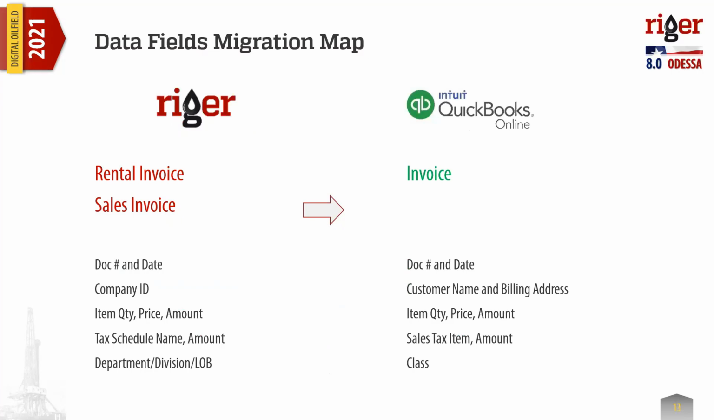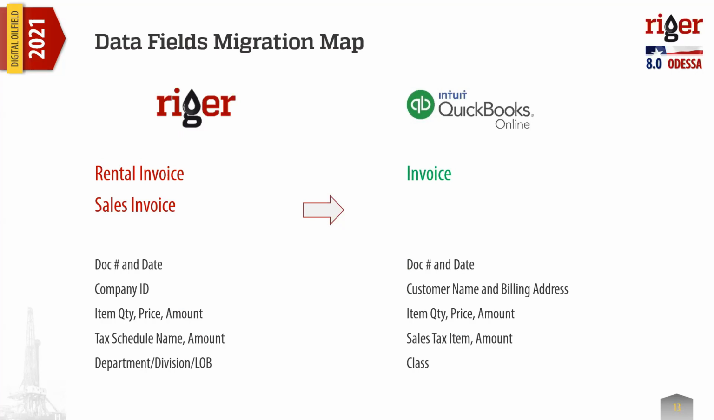Now, speaking about the details of what kind of data fields we migrate from RigER to QuickBooks Online, there are a few. So rental invoices and sales invoices have pretty much the same set of data. And we usually send general information about the document, for example, the document number and the date of the document. And in the QuickBooks invoice, it's the same types of fields.